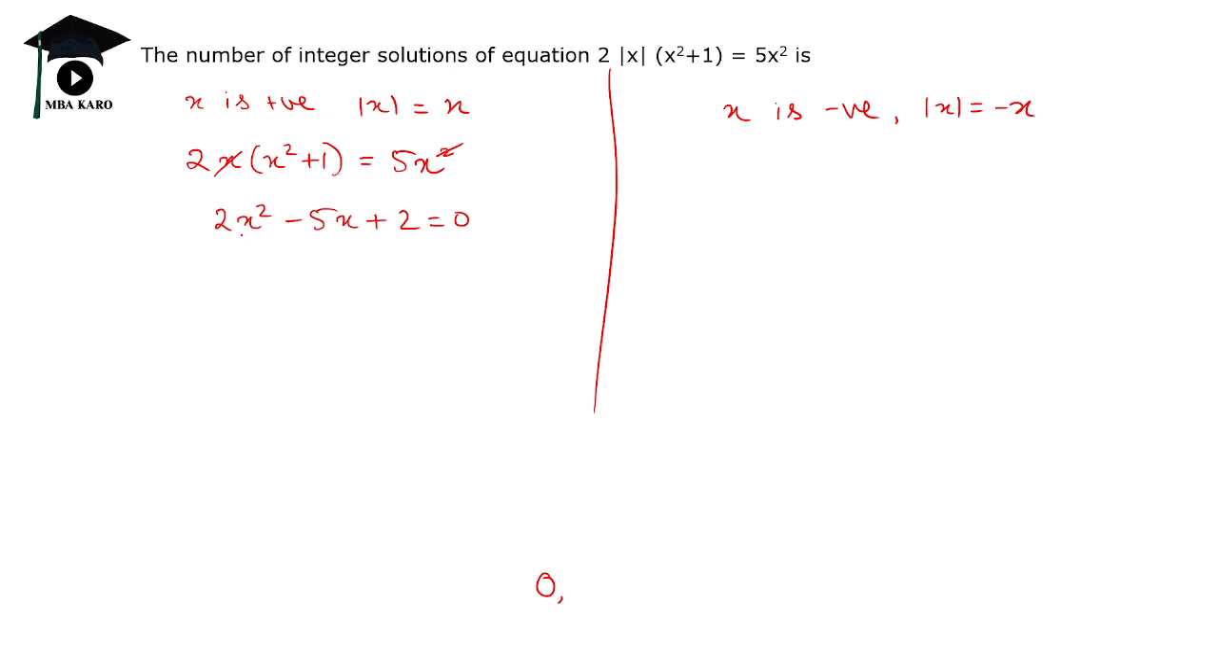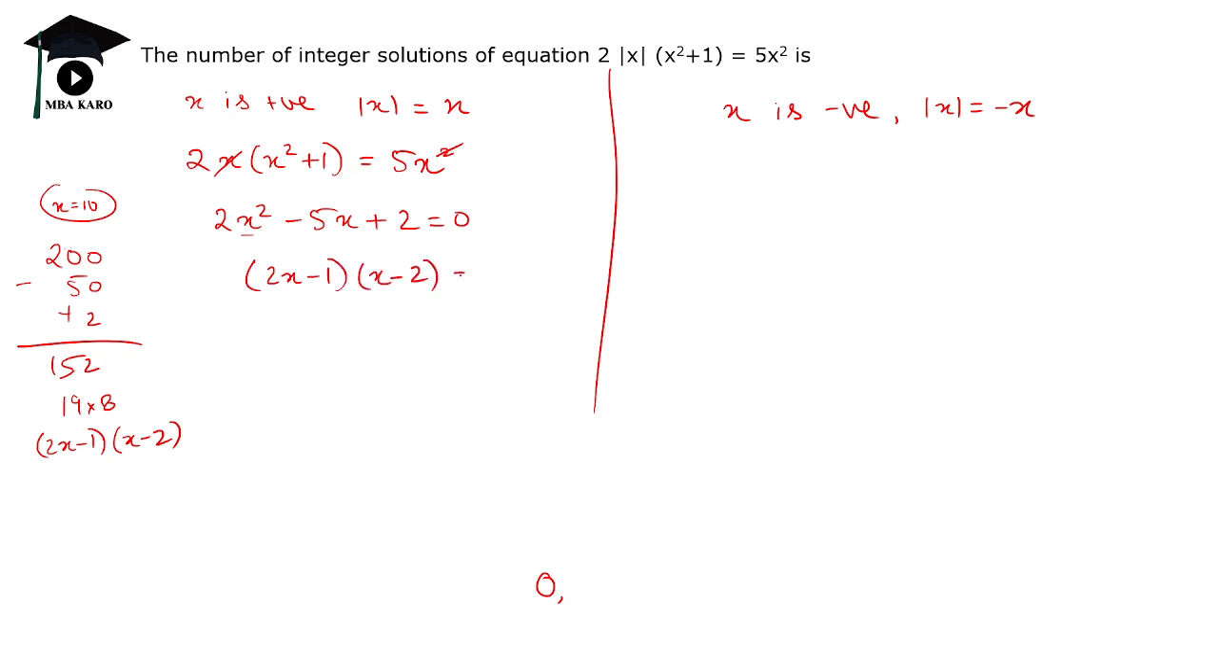So take the equation and put x is equal to 10. So you will get 200 minus 50 plus 2. Okay, so we get the number as 152, which is 19 into 8. Now since we assumed x as 10, we can take 19 as 2x minus 1 and this as x minus 2. So we get 2x minus 1 and x minus 2 equals to 0. So this gives us x is equal to 1 by 2 or 2. So we will accept 2 because we have to find integer solutions. So 2.